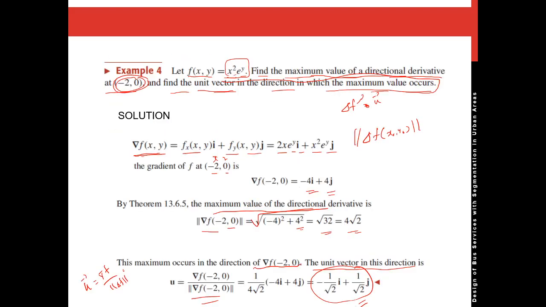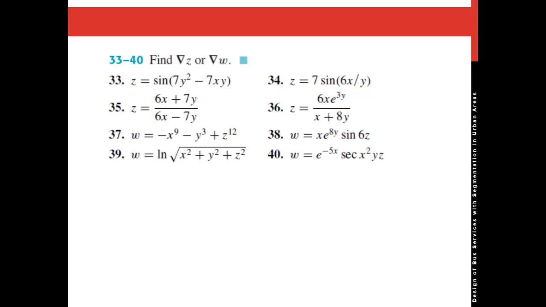Okay. So now we will do a few problems. So here we have to find del z, or del omega. I will do this problem and I will share these questions in your WhatsApp group too. So for problem 33, we have to find del z. We know that here x and y are the two variables. So first we will differentiate with respect to x.